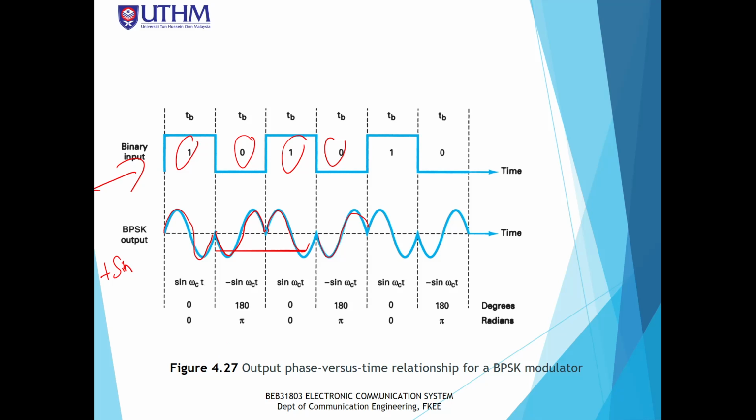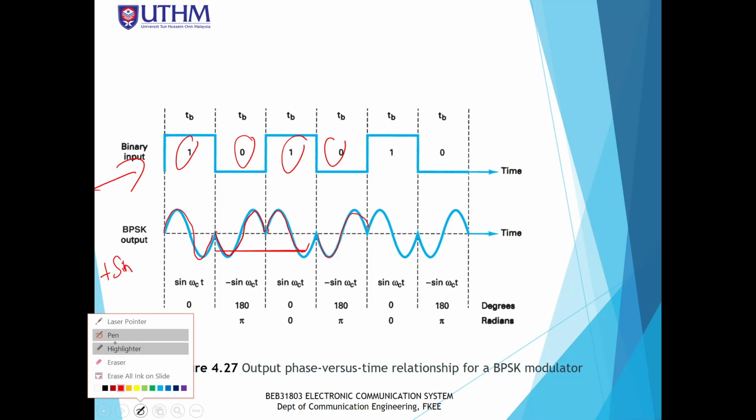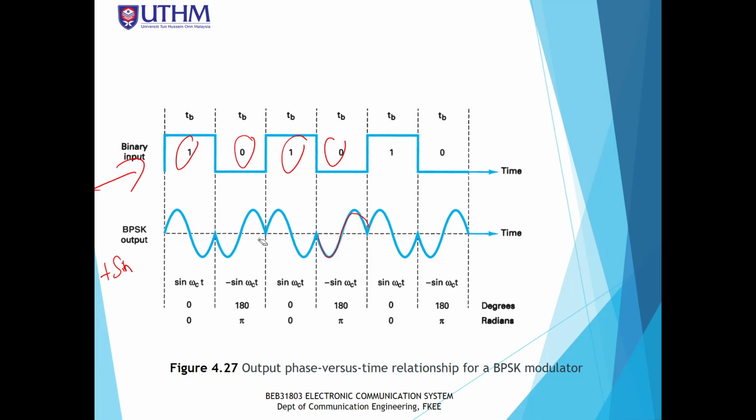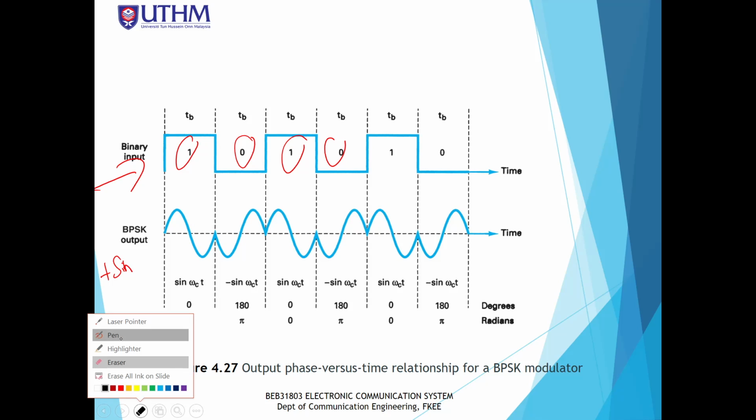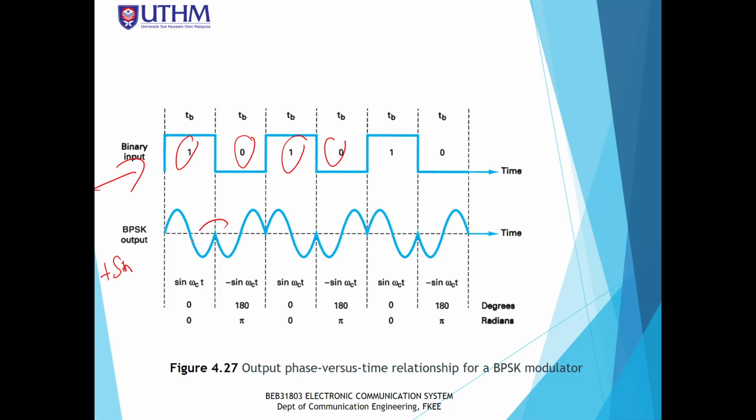Okay. Dan perhatikan dalam gambar rajah ini. Yang ini this is perubahan fasa sebanyak 180 darjah. Okey, berlakunya perubahan fasa. So, perubahan fasa ini berlaku setiap kali berlakunya perubahan bit.